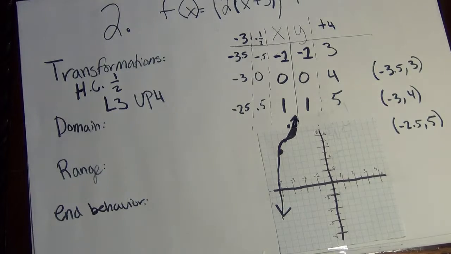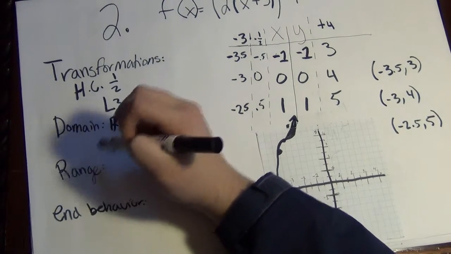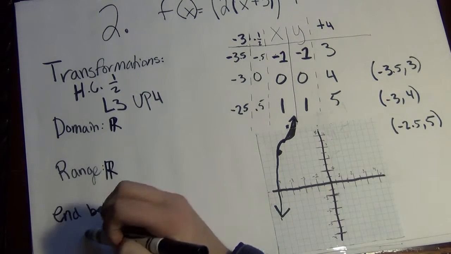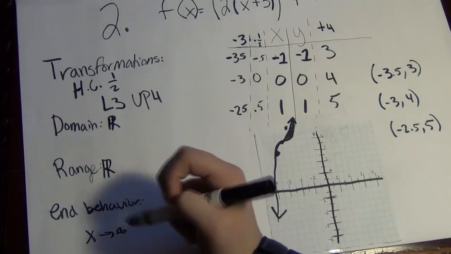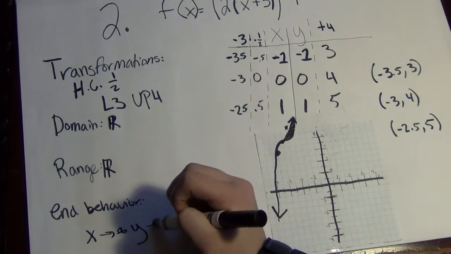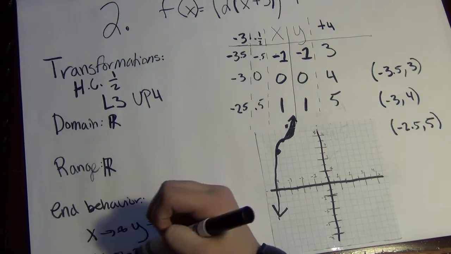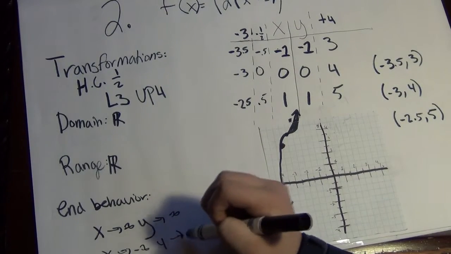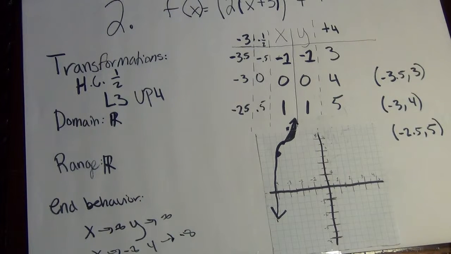Alright, and then for the domain, for the cubic function, it's always all real numbers for the domain and range. And the end behavior, since it's positive, is as x is approaching infinity, y is approaching infinity. So as x approaches negative infinity, y approaches negative infinity. Alright, and that is it for the second equation.